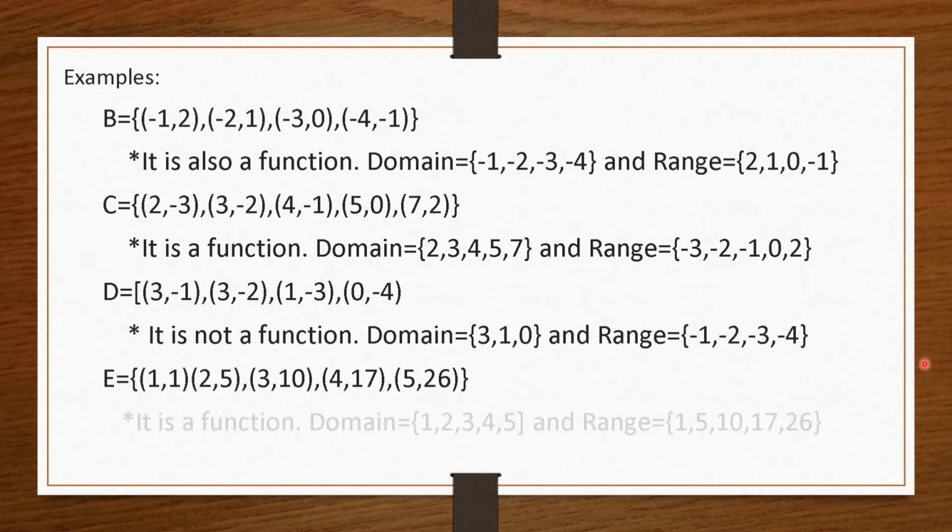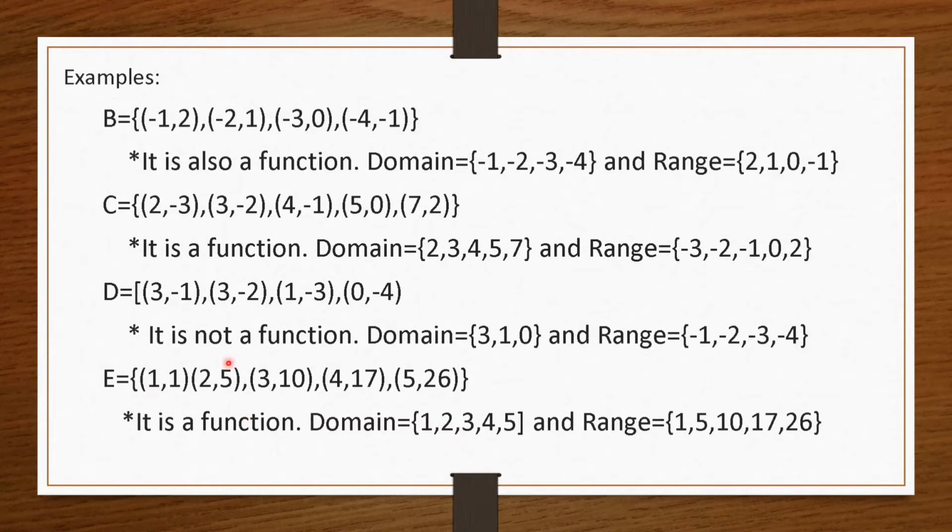And it is also not a function because there is no repeating x-ordinate or abscissa. And the domains are 1, 2, 3, 4, and 5. And the range are 1, 5, 10, 17, and 26. So that's it for the first way of expressing functions and relations, which is the set of ordered pairs.